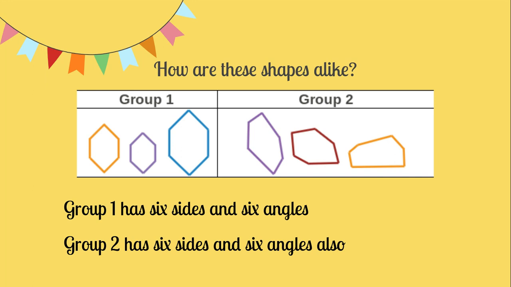So inside your exit ticket, you're going to have questions like this: how are shapes alike and how are they different? And you're also going to have some questions about concave and convex.